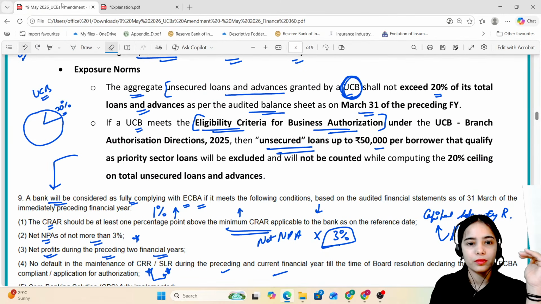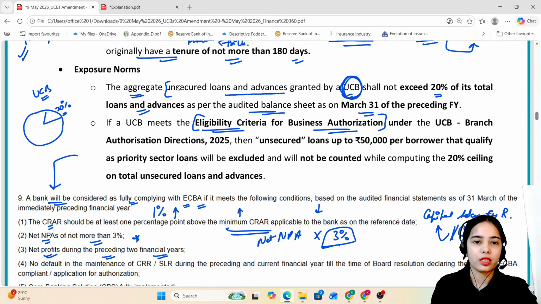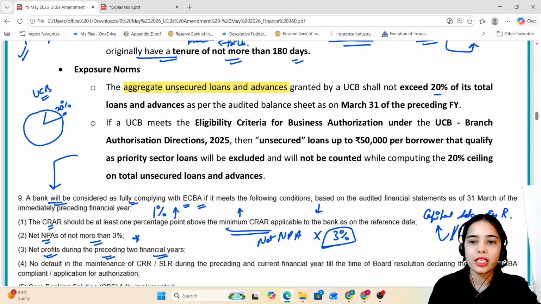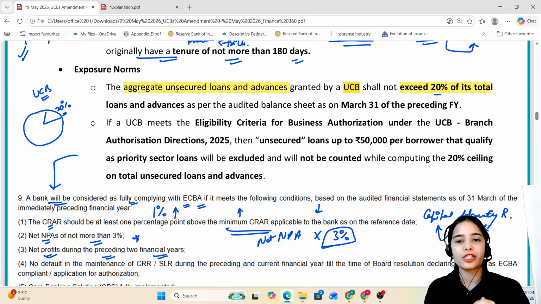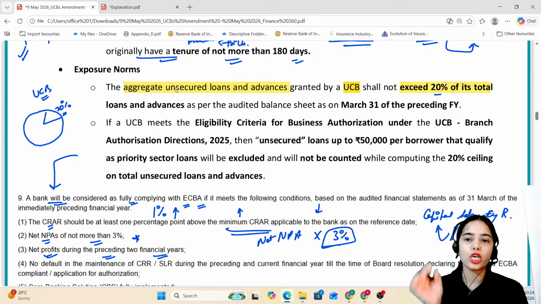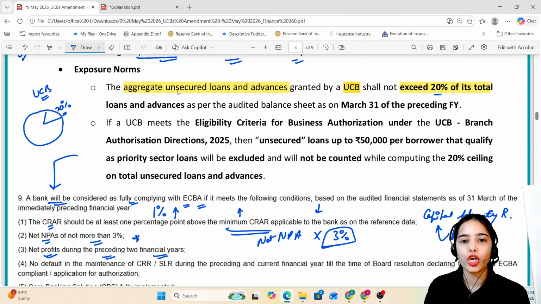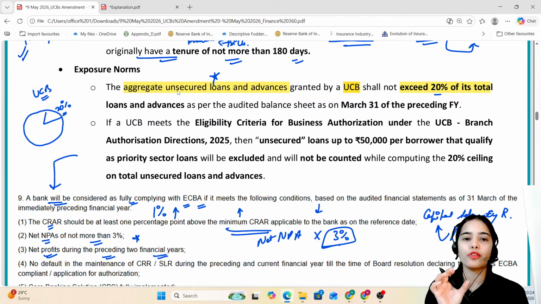Here it is said that, on the exposure norms, just a second, let me clean this a little. So actually, the aggregate unsecured loans and advances that an urban cooperative bank can provide shall not exceed 20% of its total loans and advances as per the audited balance sheet as on March 31st of the preceding year. So whatever was the total loans and advances in the preceding financial year's audited balance sheet, maximum 20% only can be provided as unsecured loans and advances, not more than that. So a very small part should go for the unsecured.